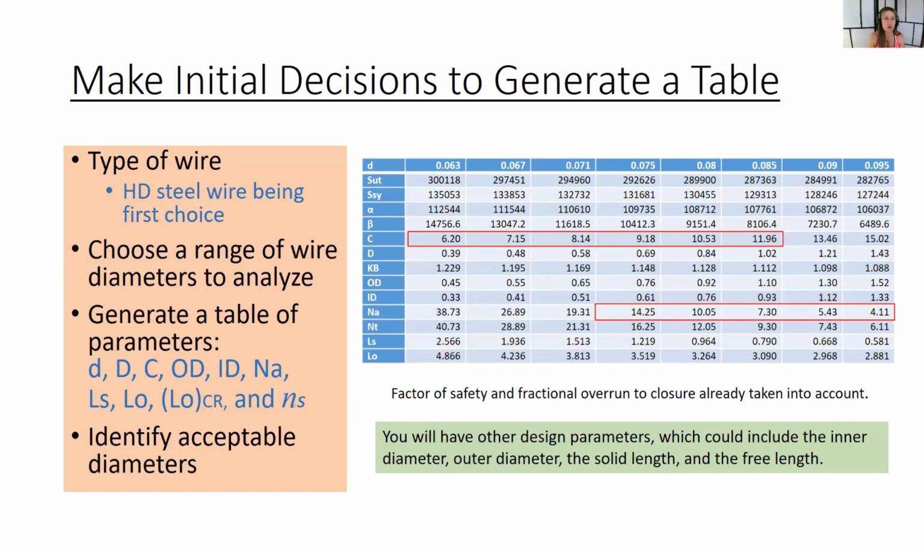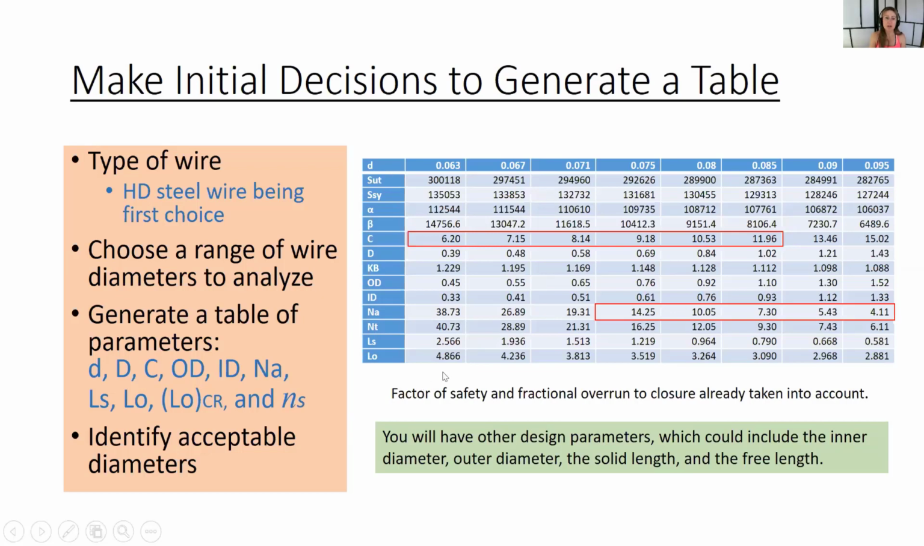And then you're going to choose a range of wire diameters to analyze. In my table, I have wire diameter d: 0.063, 0.067, 0.071, etc., and that is in inches. So you're going to generate a table of parameters just like this one, and it's going to have wire diameter, mean coil diameter, index of coil curvature, outer diameter, inner diameter, number of active coils, solid length, free length, critical free length to avoid buckling, and the factor of safety. You'll see these are all listed in this first column.